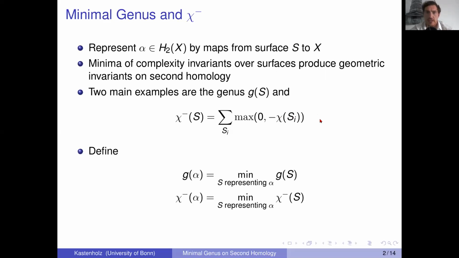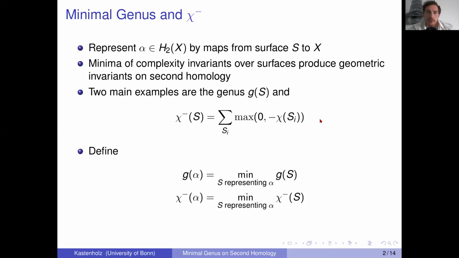So if you look at this maximum here, it basically gets rid of sphere components. This will be a theme throughout this whole topic, that spheres behave a little bit differently than other surfaces, and so sometimes you want to get rid of them or somehow ignore them. Using these two complexity invariants, one can define the minimal genus and the minimal chi minus of homology classes by taking their respective minima over surfaces representing these classes.